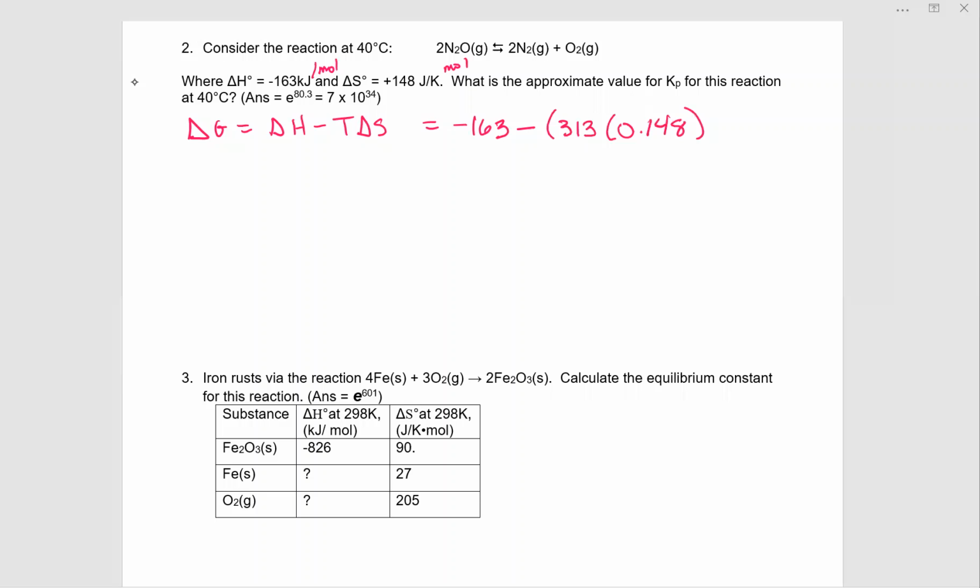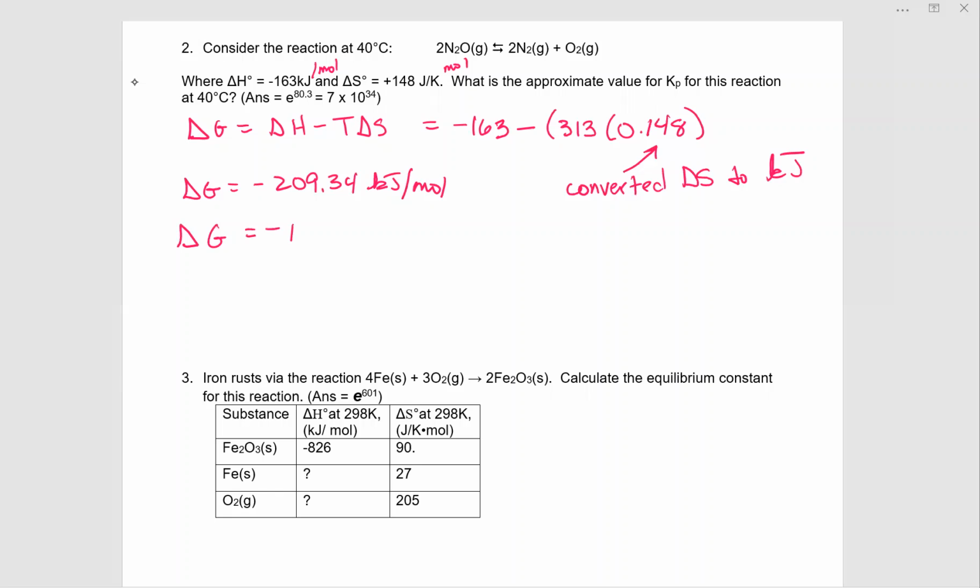All right. So what I did here was converted the value of delta S to kilojoules, because otherwise my units are not going to be consistent. So what I end up with is delta G is equal to negative 209.34 kilojoules per mole. Now I'm going to use that delta G is equal to negative RT ln K.